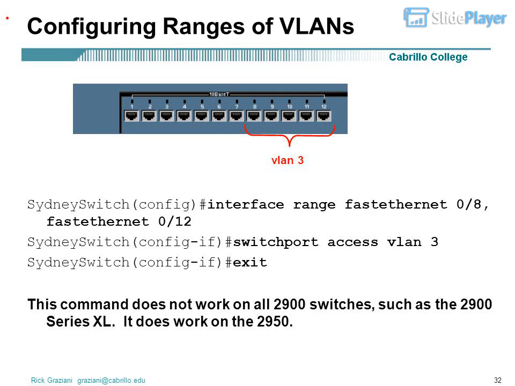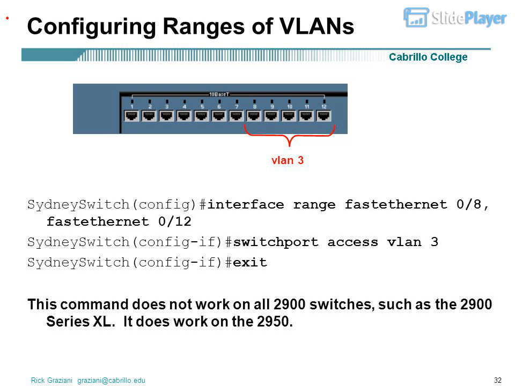Configuring ranges of VLANs. VLAN 3. Sydney(config)# interface range fastethernet 0/8 - 12. Sydney(config-if)# switchport access vlan 3. Sydney(config-if)# exit. This command does not work on all 2900 switches, such as the 2900 series XL. It does work on the 2950.